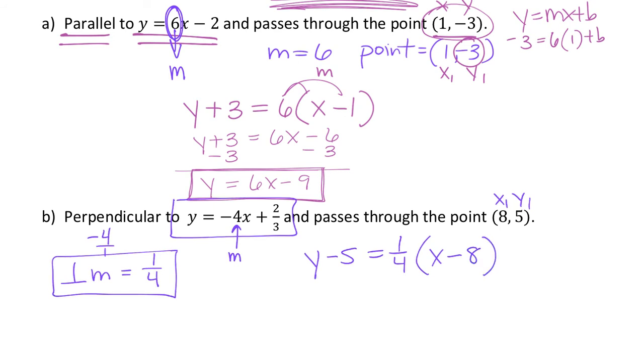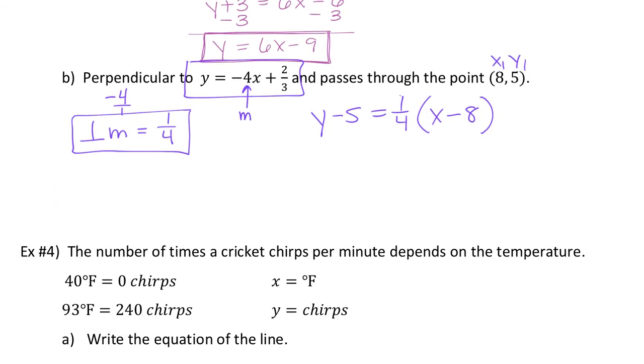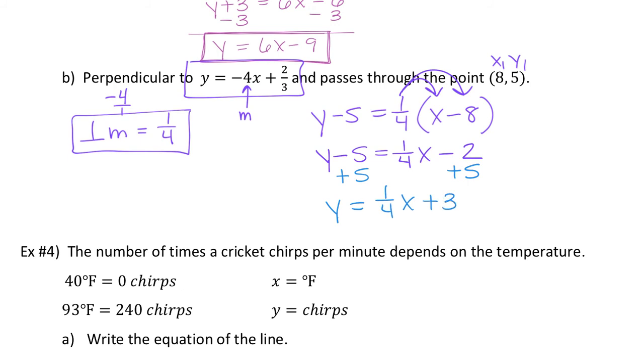Okay, and again, if we want to put this into slope-intercept form, we distribute. So y minus 5 equals 1/4 x minus 2. Distribute that 1/4 to both. What's your last step? Add the 5, yep. So we're going to go plus 5 here, plus 5 here. So y equals 1/4 x plus 3. Questions on that? All right, last two.